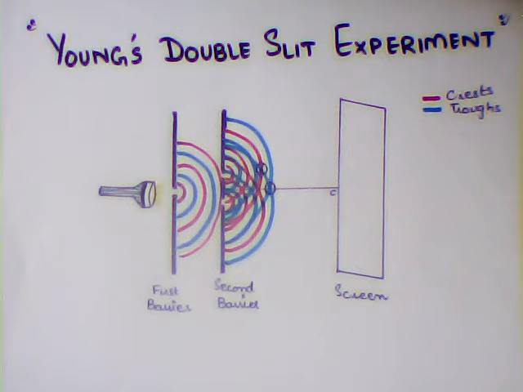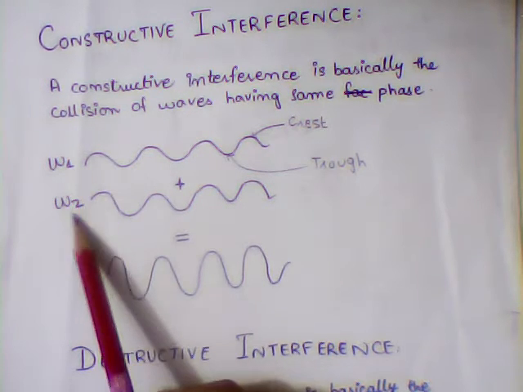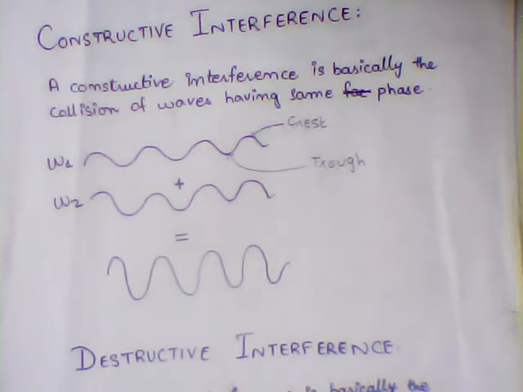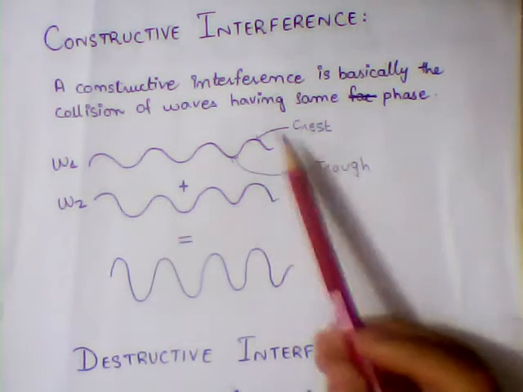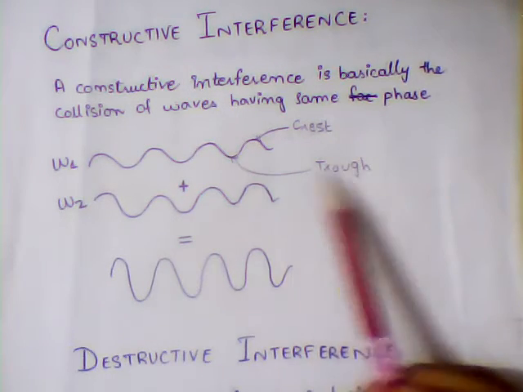Now the question might arise: why do these fringes appear on the screen? To understand the answer, let's first clear the concept of constructive and destructive interferences. Constructive interference is basically the collision of waves having the same phase. Crests and troughs are called the phase of a wave. This is wave 1, this is wave 2. These are two different waves coming from two different sources. The upper part of the wave is called the crest and the lower part of the wave is called the trough.